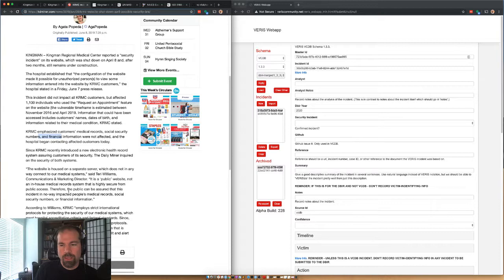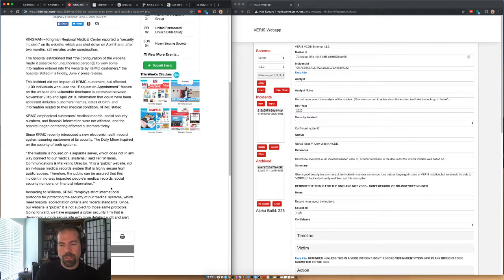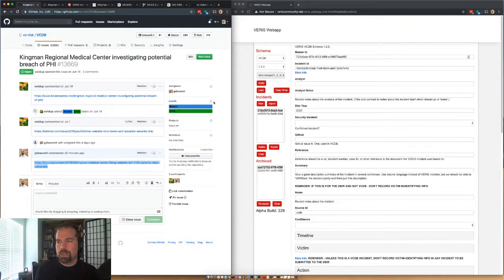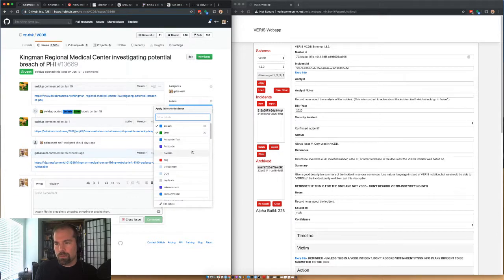So I'm not sure that this is actually a breach. I don't see anything in here saying that the data was downloaded or any malice happened. There was no action, and there was no attribute. So I'm actually going to go back in and mark this one as not a breach, I think, unless someone disagrees.